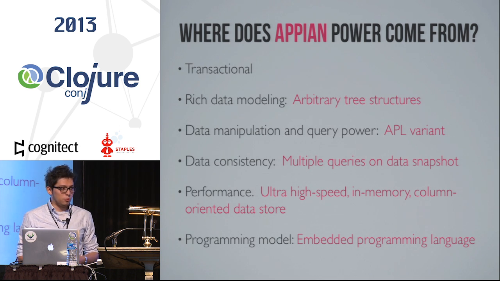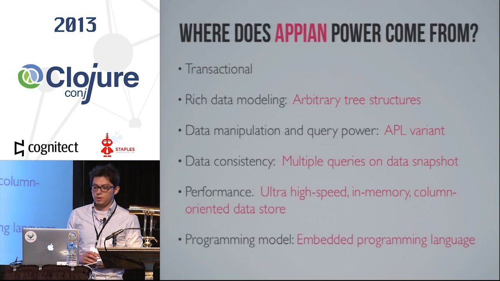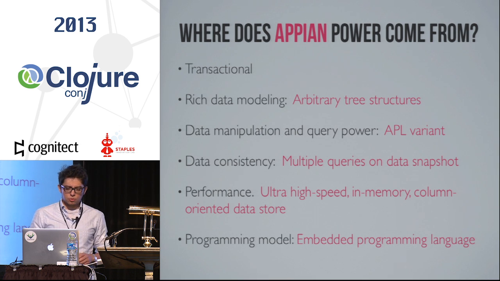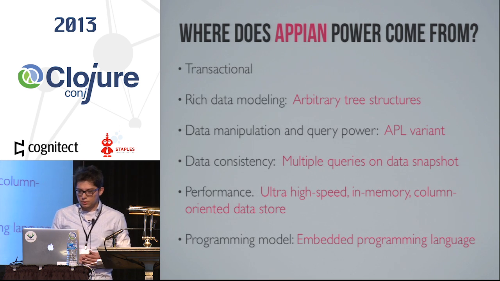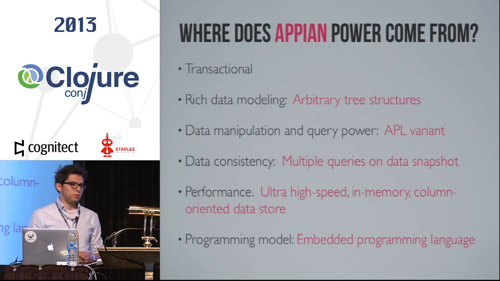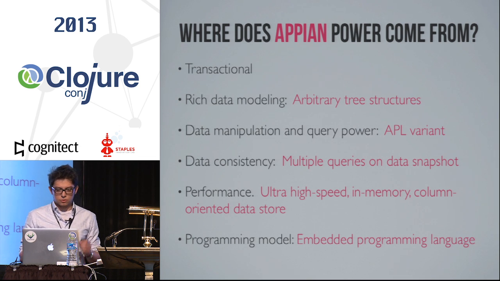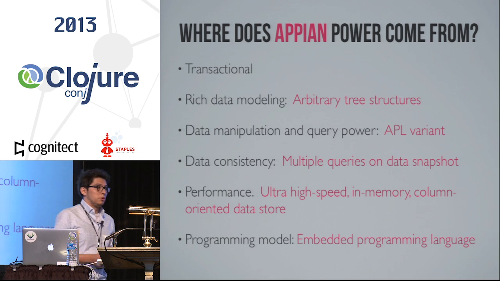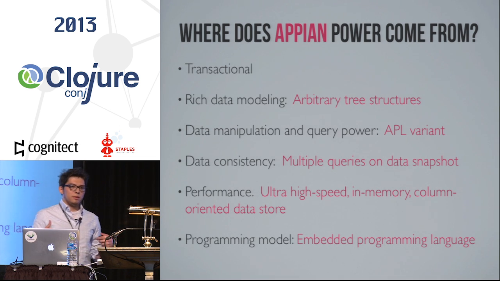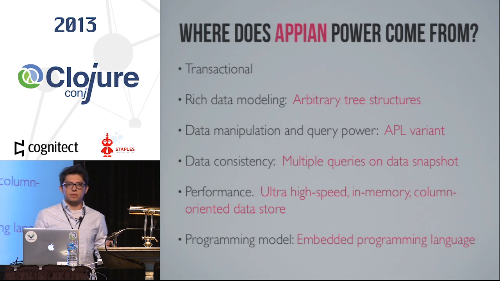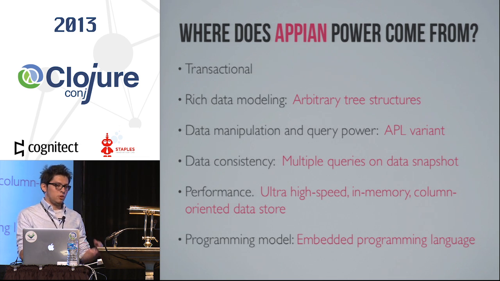Then we have performance. We use a high-speed in-memory column-oriented data store. And we also provide an embedded programming language in the platform. So there are a lot of similarities between the Appian platform and some of the characteristics of Datomic. And that's the point of the talk. So what I'm going to try to do is use my experience and expertise on this type of system and try to describe to you how I would build a similar system using what Datomic provides.